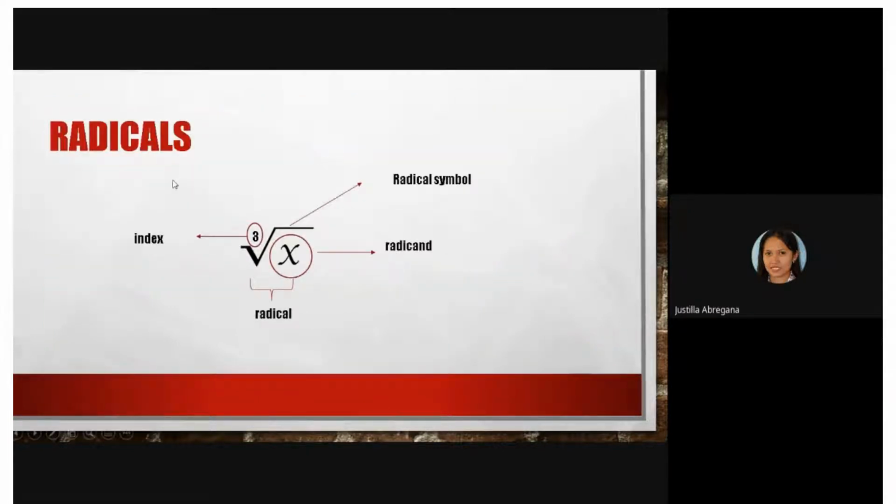Let's now proceed to radicals. Okay, let's first identify the parts of a radical. Here we have this symbol, called the radical symbol. Inside the radical symbol is the radicand. And here we have 3, which is called the index. And as a whole, this is called a radical.